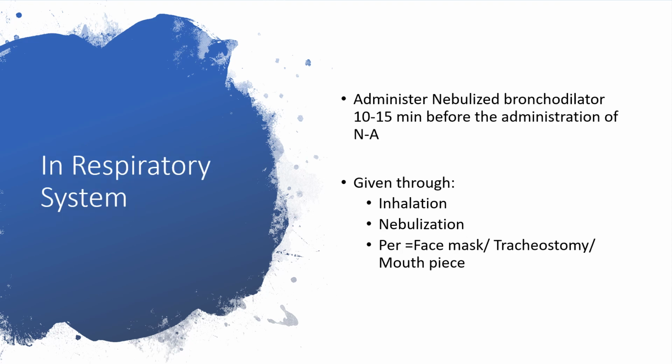In the respiratory system, you can administer a nebulized bronchodilator 10 to 15 minutes before the administration of N-Acetylcysteine. Let me repeat. For cystic fibrosis, where you want to give N-Acetylcysteine for mucolytic purposes, you have to administer the bronchodilator ahead, about 10 to 15 minutes before administering N-Acetylcysteine. We can give this through inhalation, nebulization, per face mask, or tracheostomy, or through mouthpiece.